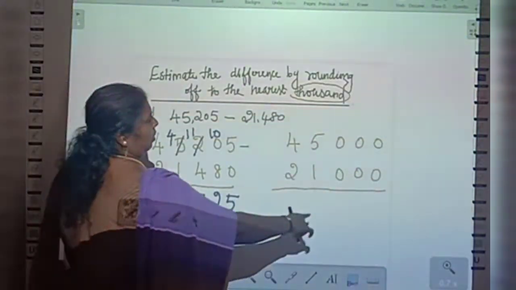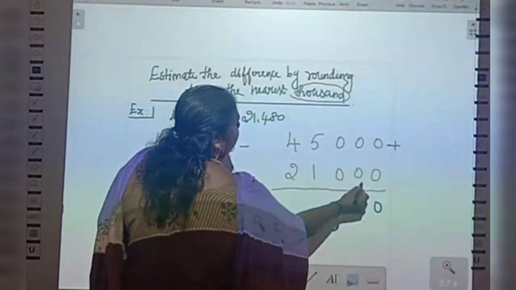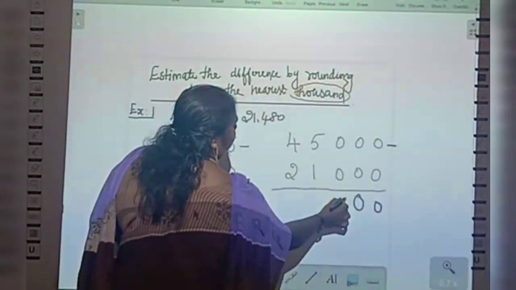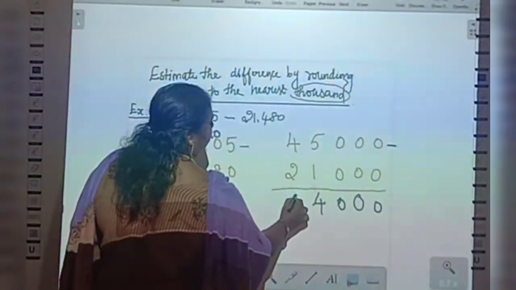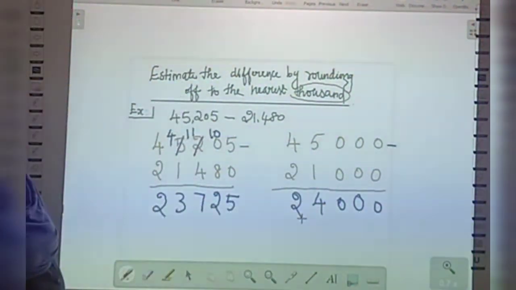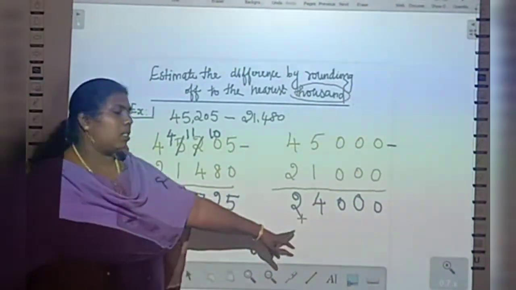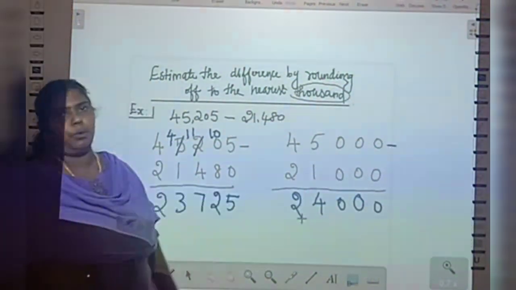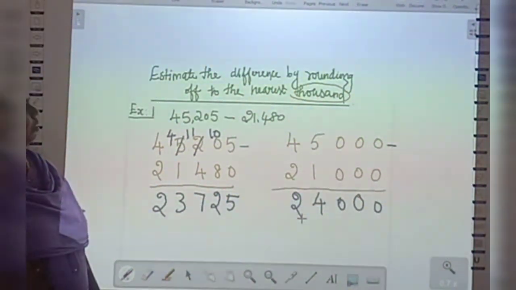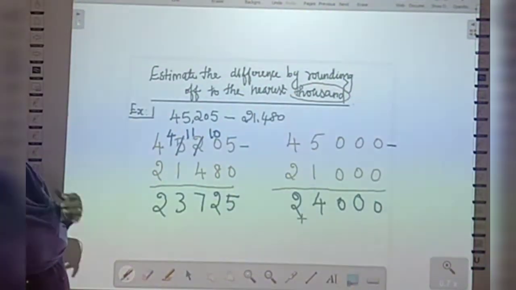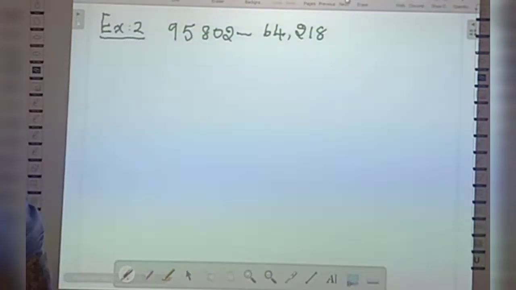Next, we are going to calculate the estimated difference. 0 minus 0, 0. Then 0 minus 0, 0. 5 minus 1, 4. 4 minus 2, 2. Actual difference is 23,725. Then estimated difference is 24,000. You understand? The nearest 1,000. How to estimate the value? Do you understand? Yes. One more example. See example 2.